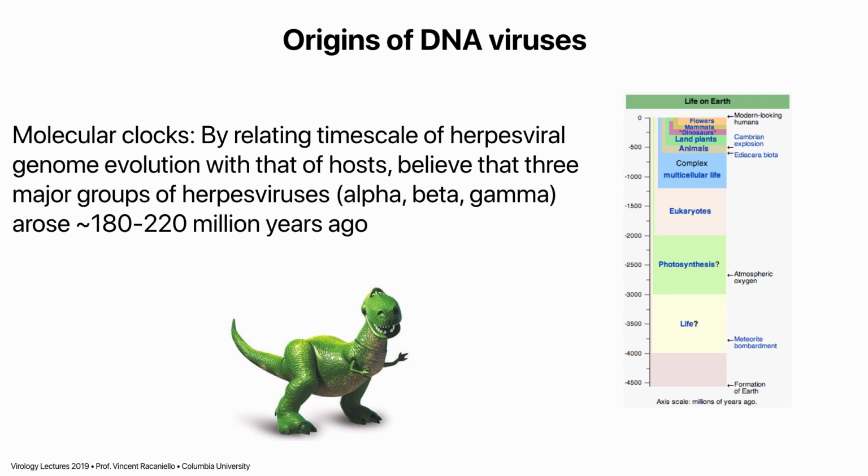So if you look at herpes virus genome evolution and compare it with its host's evolution, you can extrapolate that the herpes viruses arose about 180 to 220 million years ago. That would put it around the dinosaurs. So just think, dinosaurs had cold sores, just like us. They get a little stressed. T-Rex can't get a meal, gets stressed out, he gets a cold sore.